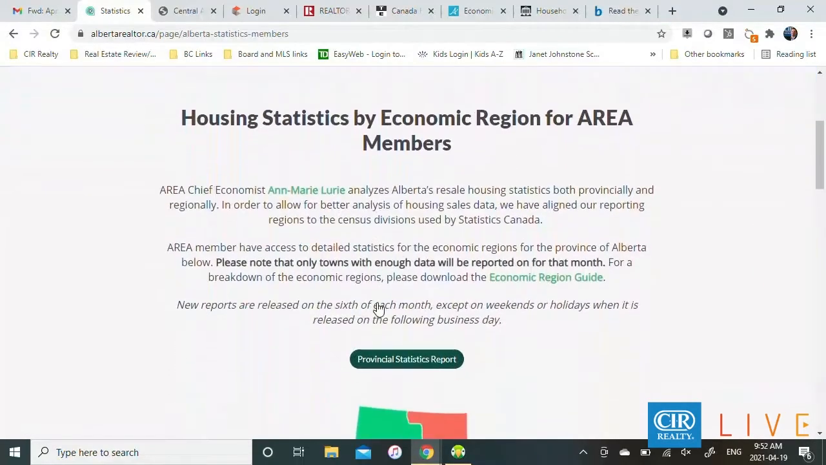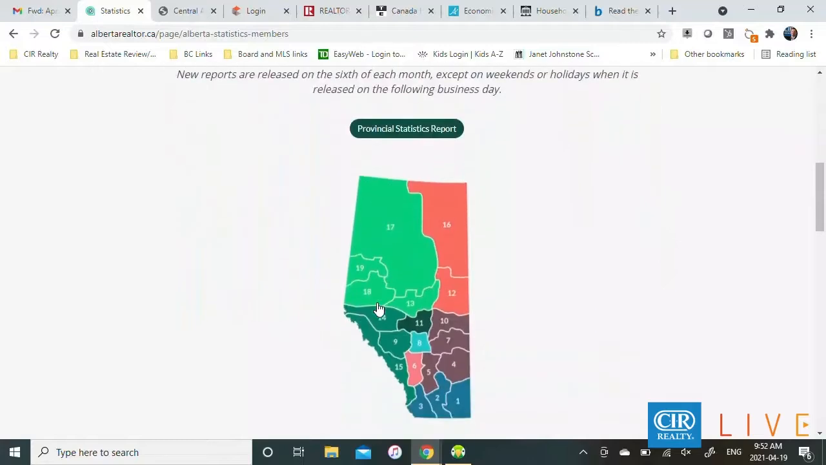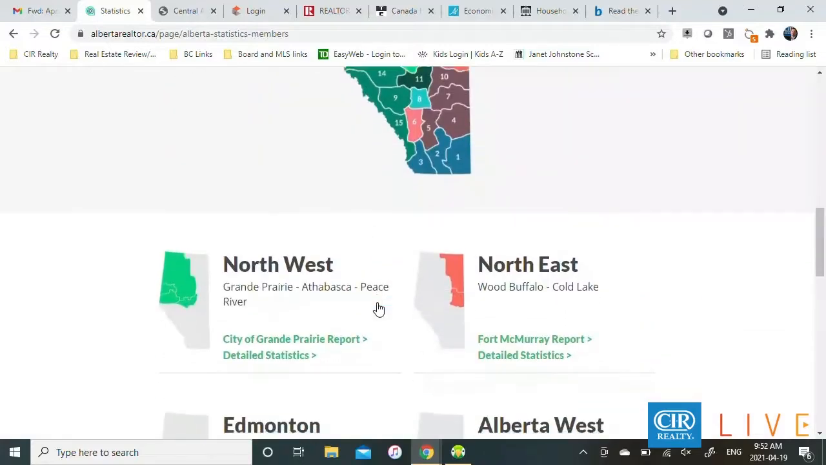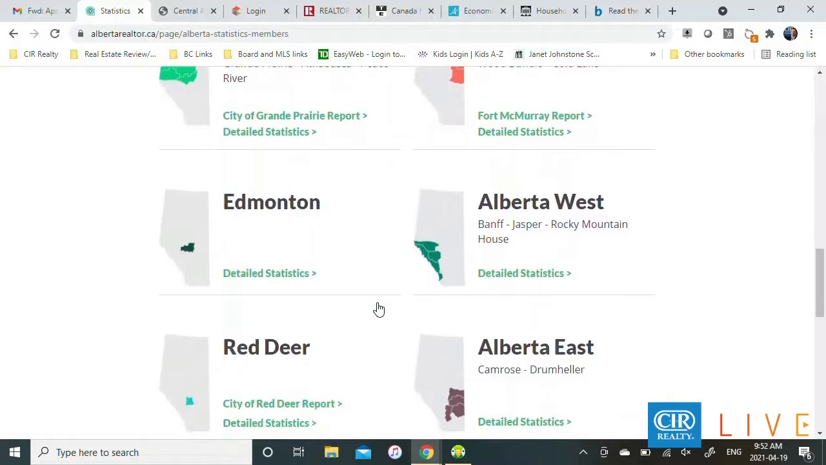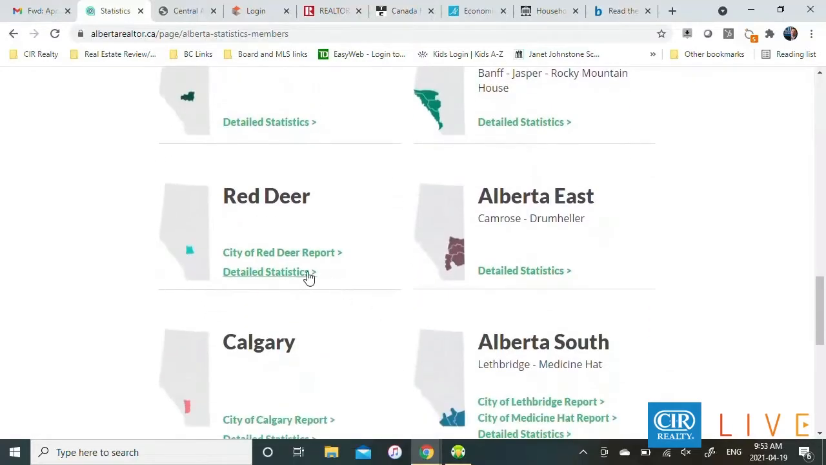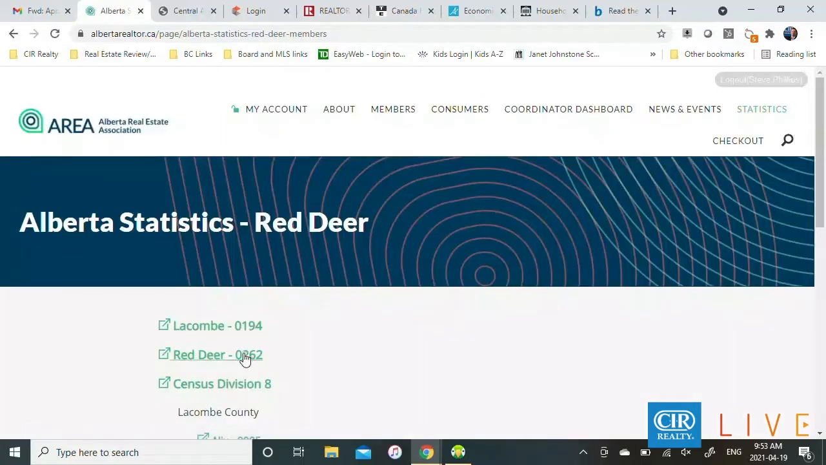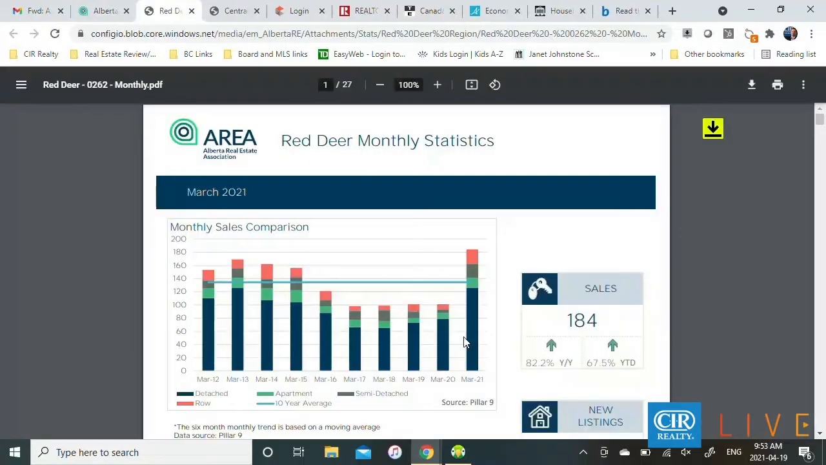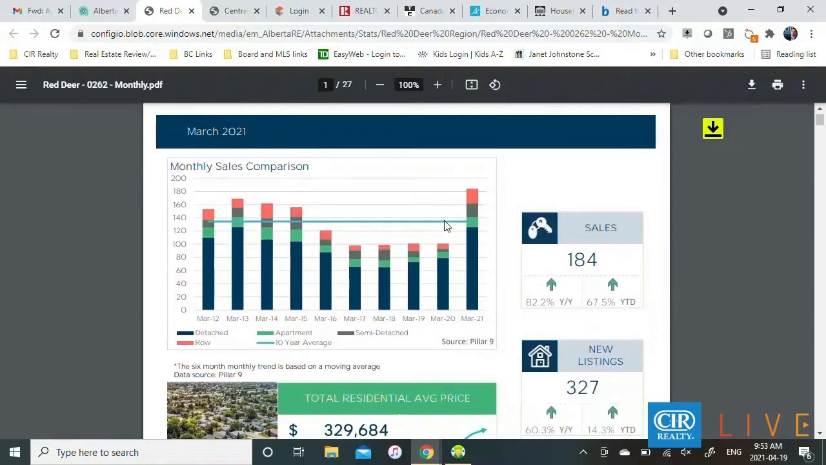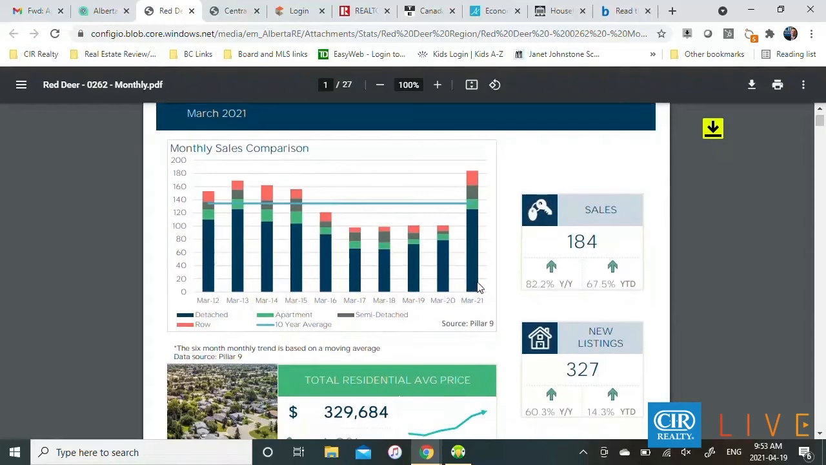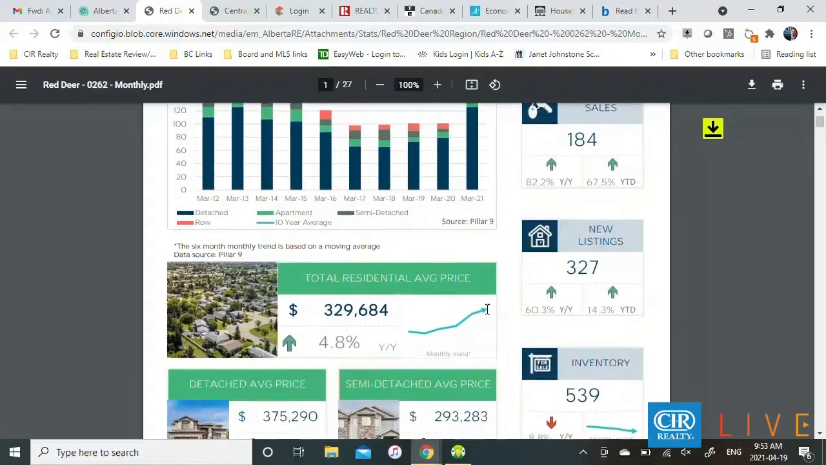Area Hub actually has a fantastic provincial stats report. It breaks down everything from the different segments, and I'm going to dive into, let's use Red Deer. When you're going in here, just go to the detailed section, and then it will have more information. This is actually the 10-year line here, and it's interesting to see, this is from March, how much further ahead March's numbers were in central Alberta, which previously, a few months ago, was a very challenged market.